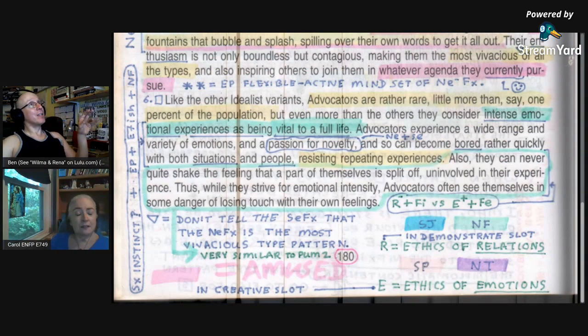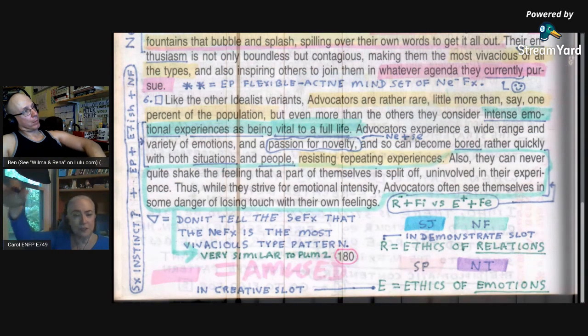Yes. Because the sensing types are using it as a tool. They're not in love with the abstractions for their own sake, the way the intuitives tend to be. And Behrens, once she left the therapy world and was doing consulting, was dealing with IT companies and high-tech companies in California.